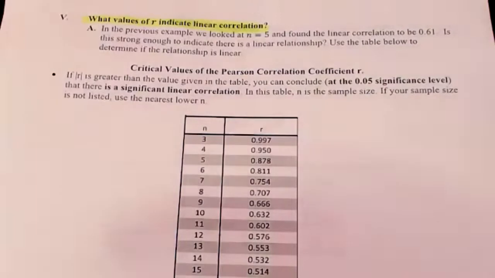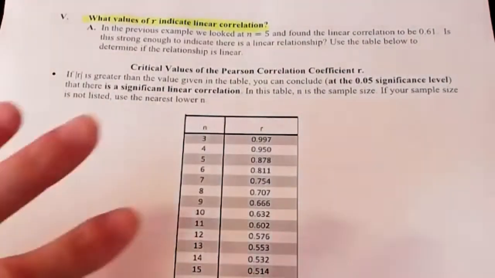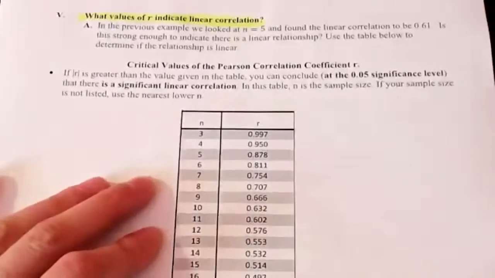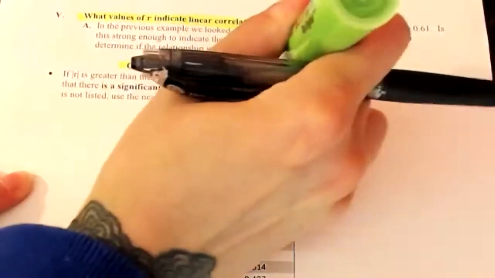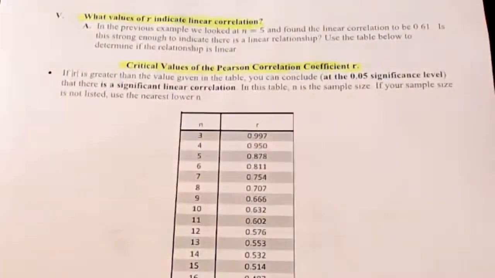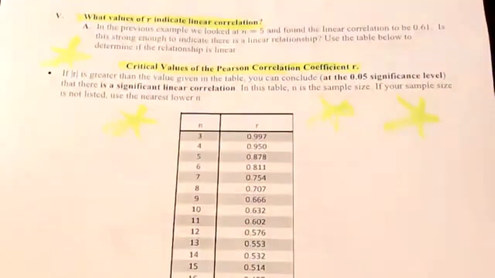In the previous example, we looked at n equal to 5, and we found the linear correlation to be 0.61. However, is this actually strong enough to indicate that there is in fact a linear relationship? That's when we use a table like this. This table represents the critical values of the Pearson correlation coefficient R. I'm going to highlight this. You definitely want to have this page handy. I do have a set of tables all grouped together, and I want to double check that that's on Lumen. But put stars next to this as a reminder that your table is here.